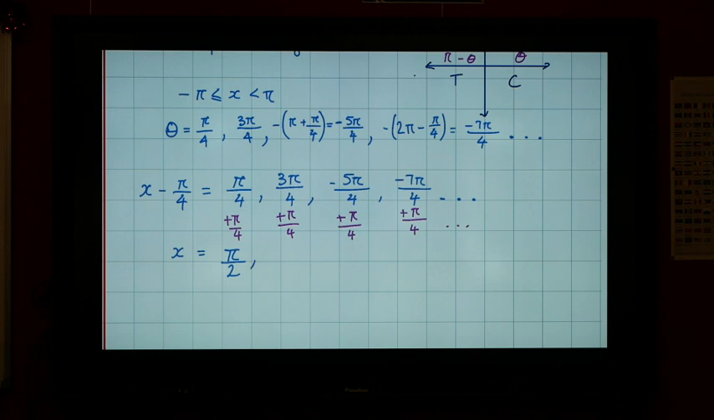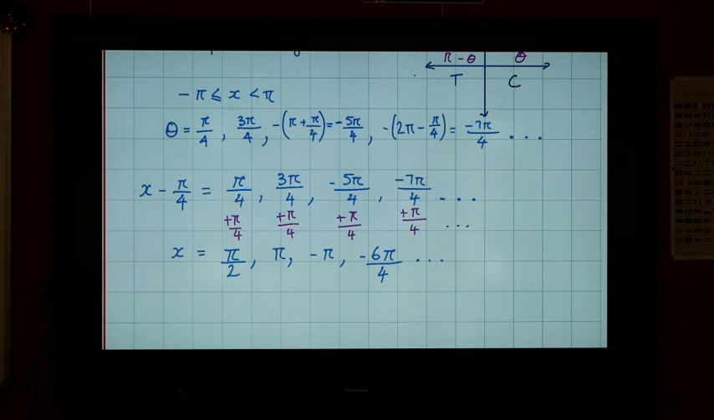3 pi on 4 plus pi on 4 becomes 4 pi on 4, it's a whole number, so it just becomes pi. Minus 5 pi on 4 plus pi on 4 becomes negative 4 pi on 4, so it becomes negative pi. And minus 7 pi on 4 plus pi on 4 becomes, I'm just going to leave that as not simplified, minus 6 pi on 4 and dot, dot, dot. Yes? Does that make sense?